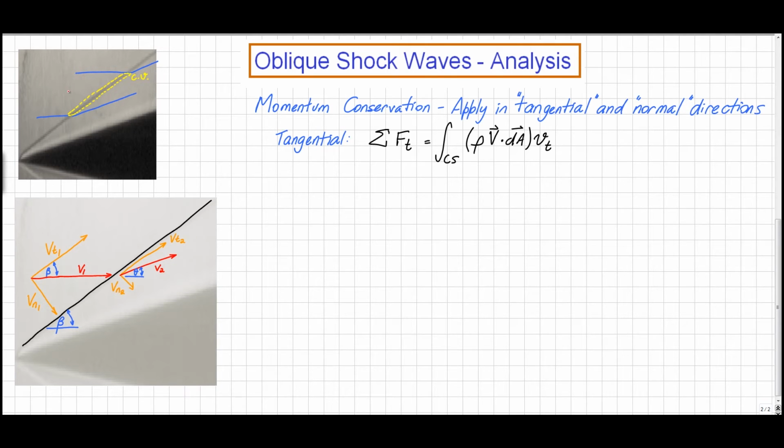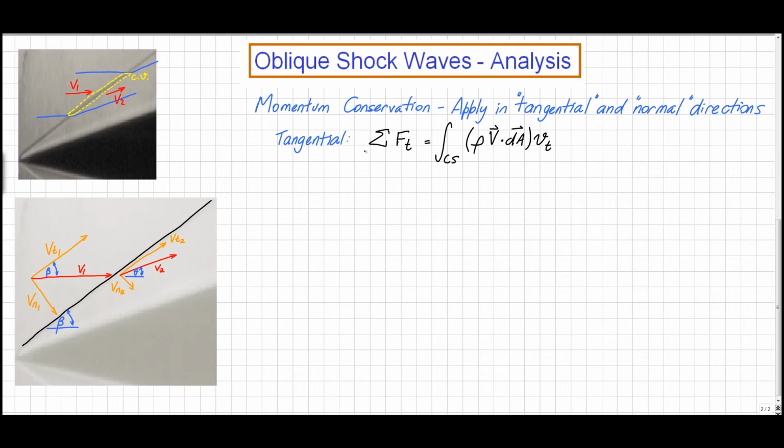And we'll just put our velocities coming into the control volume, the upstream velocity, and then exiting the control volume will be our downstream velocity. So that'll be V2 and V1. So that's the control volume that we're going to apply this conservation of momentum to. So we've said that the sum of the forces in the tangential direction is equal to this integral. Let's look at what those forces are and what that integral is.